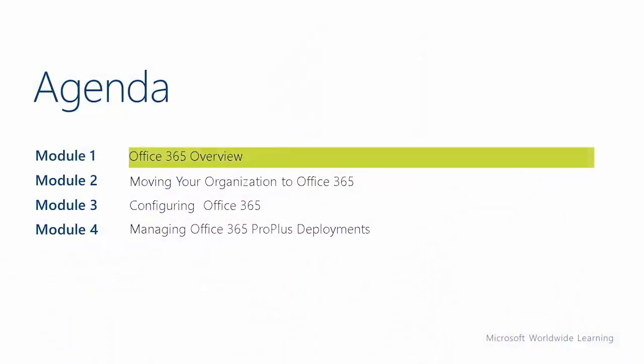The Office 365 Management course consists of 4 modules. In Module 1, you will be introduced to the core components of Office 365. You will begin by examining Exchange Online, including how to create and manage recipients, as well as how to manage anti-malware and anti-spam, and your disaster recovery needs.